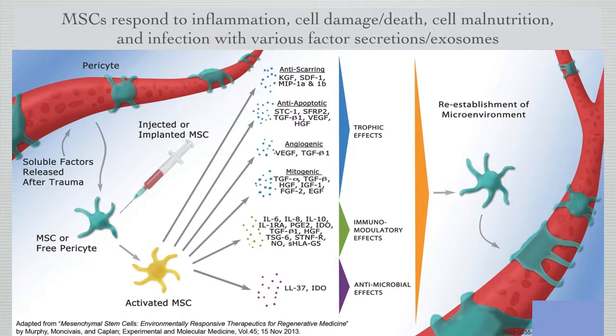Primary among these effects are some of their anti-inflammatory cytokines that are released. And there are also cytokines released that bring angiogenesis, or new blood vessels or vascularity. There are cytokines released that prevent cell death. There are cytokines released that stimulate the extracellular matrix and prevent scarring.